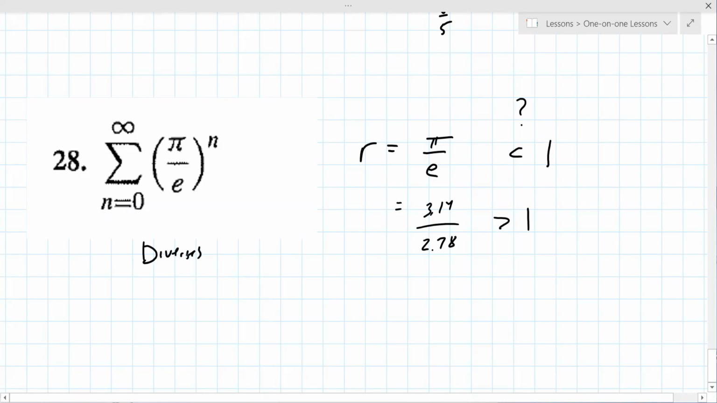Oh, so you don't have to do anything. Yeah, there's nothing you can do here. Cool, so that one's done. But if it were e over pi, it would converge, and then you would have something different to do on that. Okay, so how about 29? Let's look at 29.